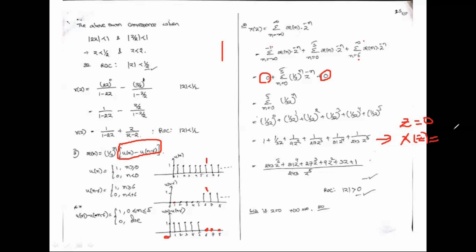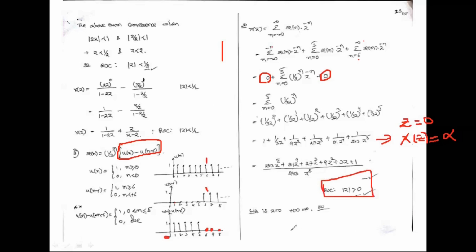X of z is equal to infinite. Got it, my students? So the ROC is greater than, since both of the functions are mu of n and mu of n minus 1. There is no confusion in the ROC.